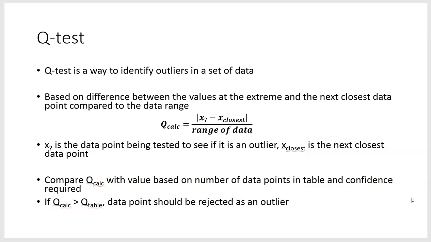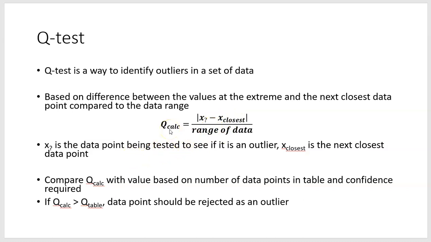The way you're going to figure that out is you calculate something called Q-calc. For Q-calc, you take the absolute value of the difference between the data point you're interested in and the next closest data point. And then you divide by the range of the data. And this gives you some number. It's going to be less than 1 because the difference between an outlier and the next closest can't be bigger than the range of the data, which is the difference between one extreme and the other extreme.